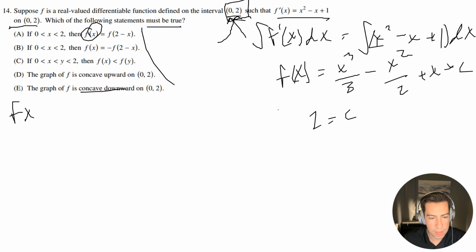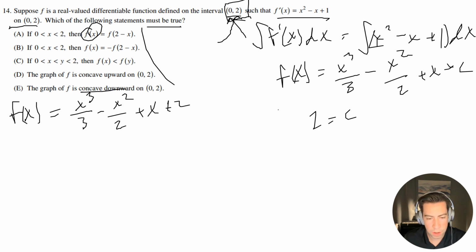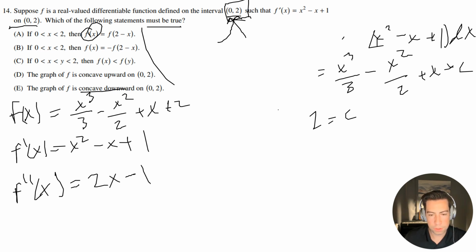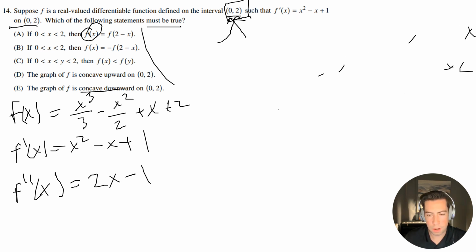So I'll have f of x equals x cubed divided by 3 minus x squared divided by 2 plus x plus 2. And f prime of x is equal to x squared minus x plus 1. Then f double prime of x, I'm just going to do this in my head real quick. It should be pretty straightforward. It's going to be 2x minus 1. Now that we know that, let's go ahead and try answering these questions.